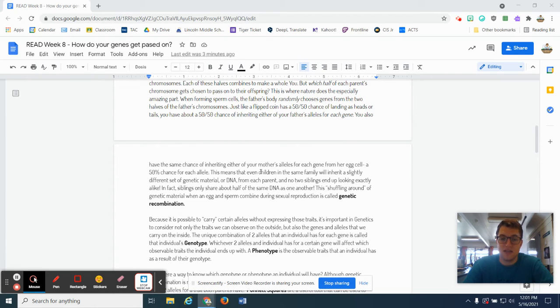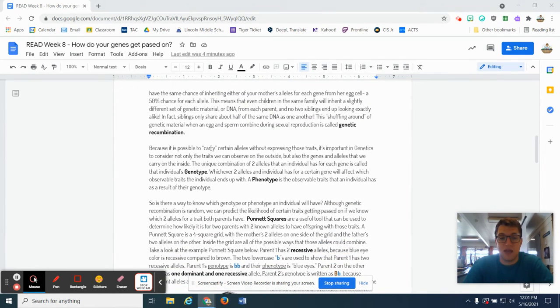This means that even children from the same family will inherit a slightly different set of genetic material, or DNA, from each parent, and no two siblings will end up looking exactly alike. In fact, siblings only share about half the same DNA as one another. This shuffling around of genetic material when an egg and sperm combine during sexual reproduction is called genetic recombination.